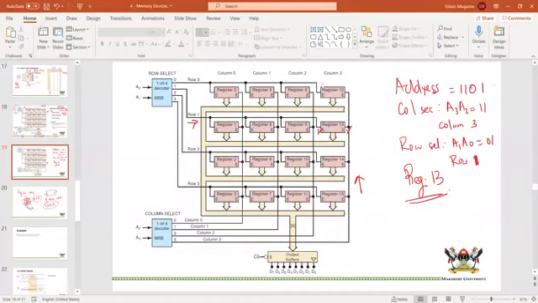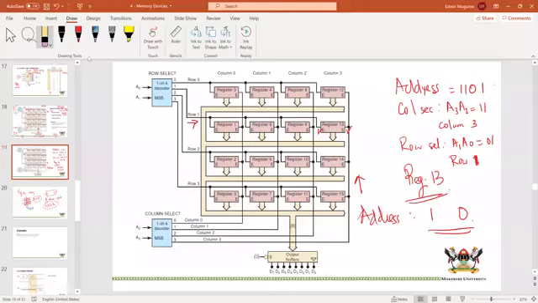Let me give another example. What if my address was 1000? No, not that one. Sorry about that. Let me change that. Let me say my address is 0010. Yeah, 0010. Yes. What do I resolve?